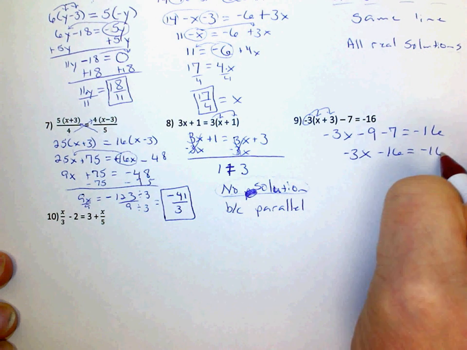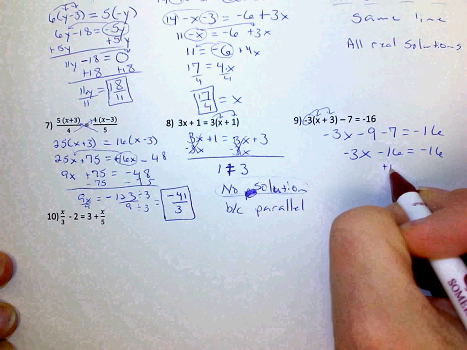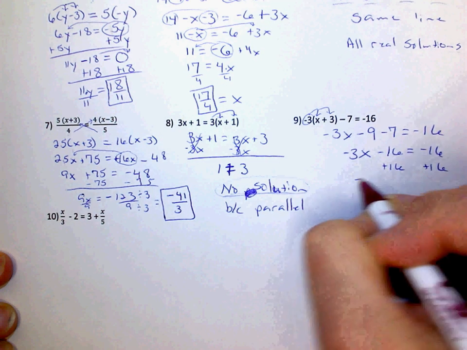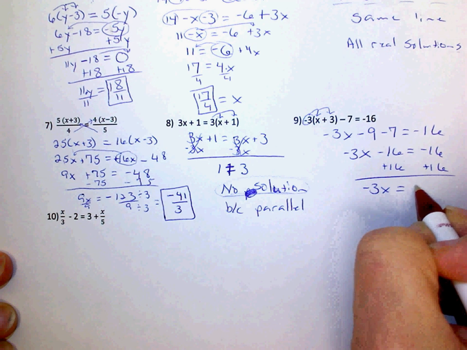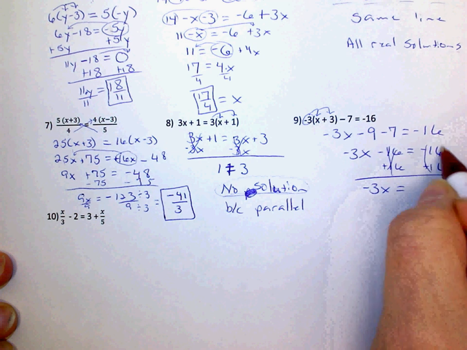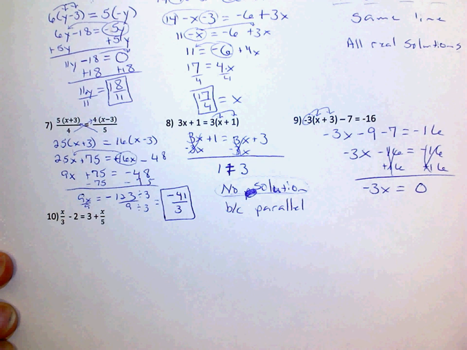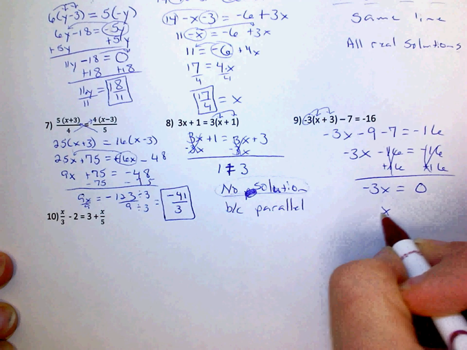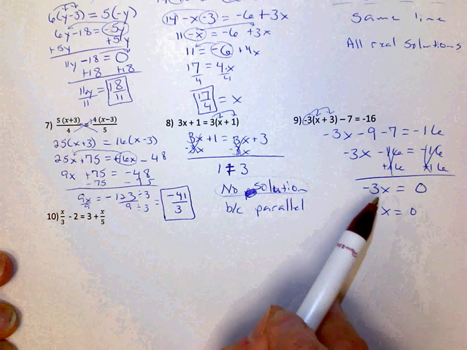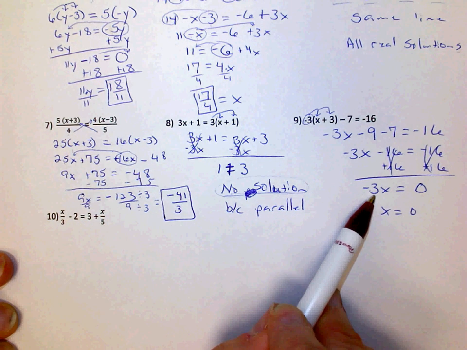Then I could add 16 to both sides, and that gives us negative 3x equals, whoops, chop chop chop, equals 0. Well, just like with number 2, if it equals 0, then x equals 0 also, because negative 3 times any number but 0 is not going to be 0.